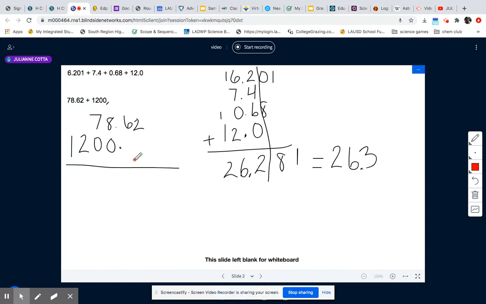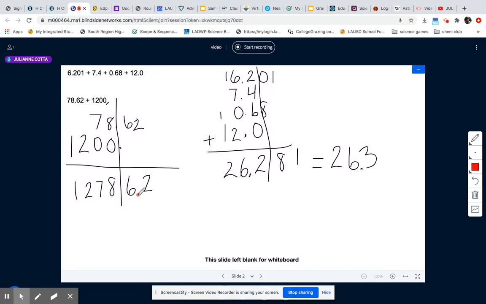Okay, and the one with the fewest amount of decimal places is 1200 because it has no decimals at all. So we're going to line up right back there. Okay, so we're going to line it up behind. So we'll add from behind. We got 62 because it's not being added to anything. 8 plus 0 is 8. 7 plus 0 is 7. And 2 and 1.